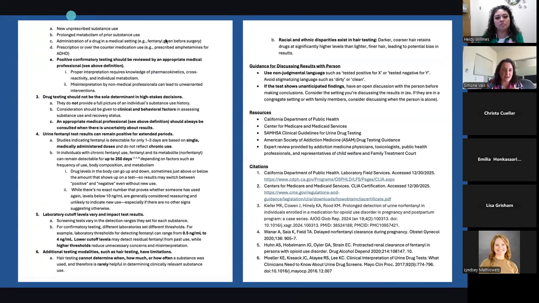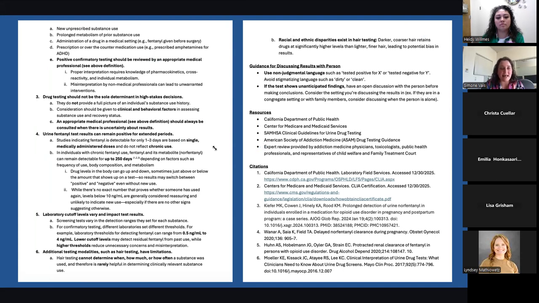The next two pages. We talked about how urine fentanyl can remain positive for a long time, up to 250 days, and how lab cutoffs can impact test results. Something I haven't talked about yet.